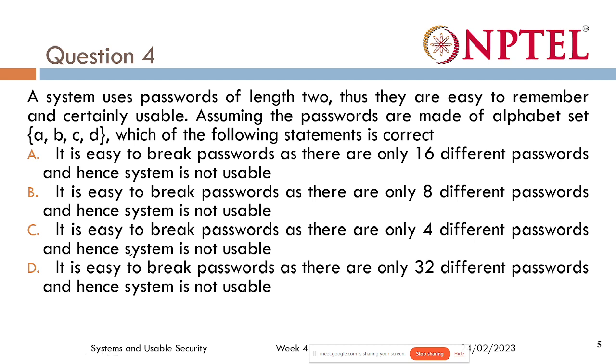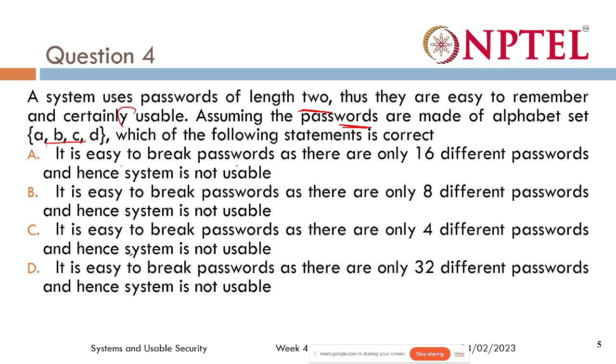The system is using passwords of length 2, so that these are easy to remember. And obviously they should be usable. Now let's assume that the passwords are made of the alphabet set A, B, C, D. So which of the following statements is correct? How many total passwords should we have, and whether the system is usable or not?